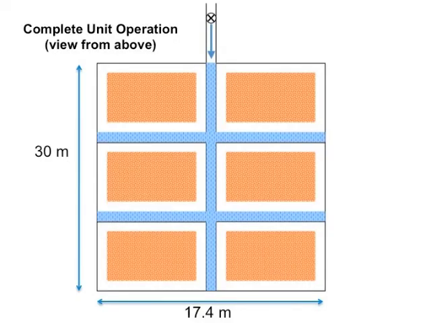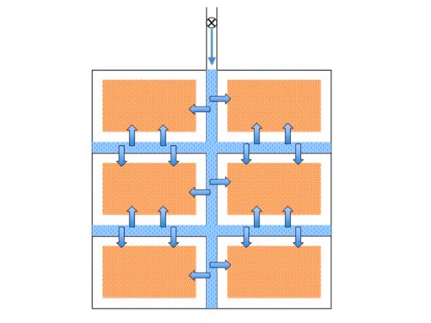Here's our complete unit operation schematic viewed from above. The water flows in and disperses evenly between the beds. It flows into the sand bed, passes through the filter, and is collected in an outflow trough to move on to the next treatment process.